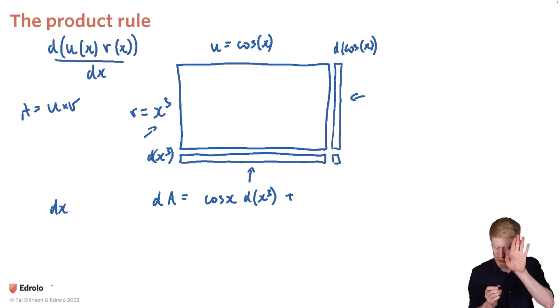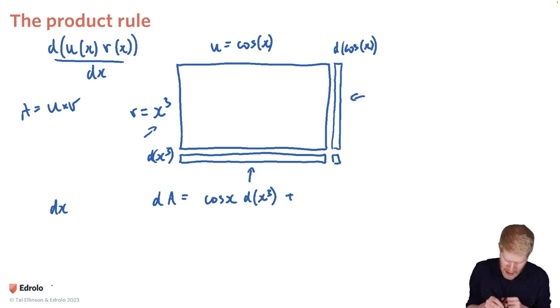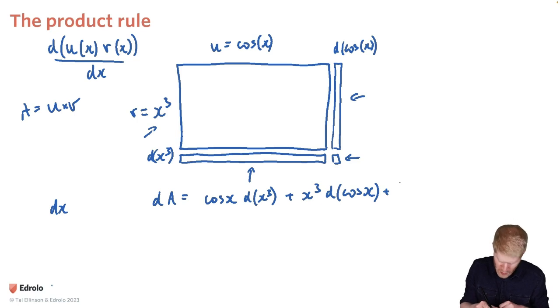We can then look at this rod over here. Well, it's not really a rod, it's just a flat piece of paper really. We're only in 2 dimensions. And we can say that the resulting area there is x cubed multiplied by the nudge that occurred to cos. And then we have the tiny square left over, which is d cos of x times d of x cubed.